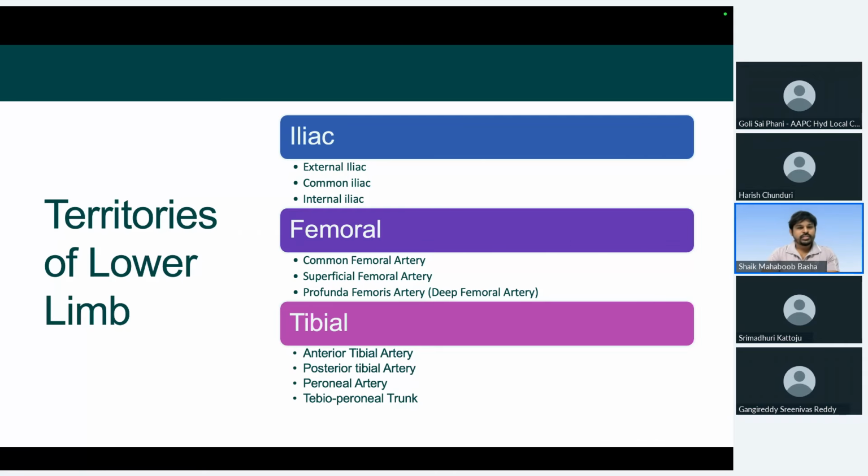Are we getting any response? Yeah, clearly. Profunda femoris. Yes, yes, it's a profunda femoris.